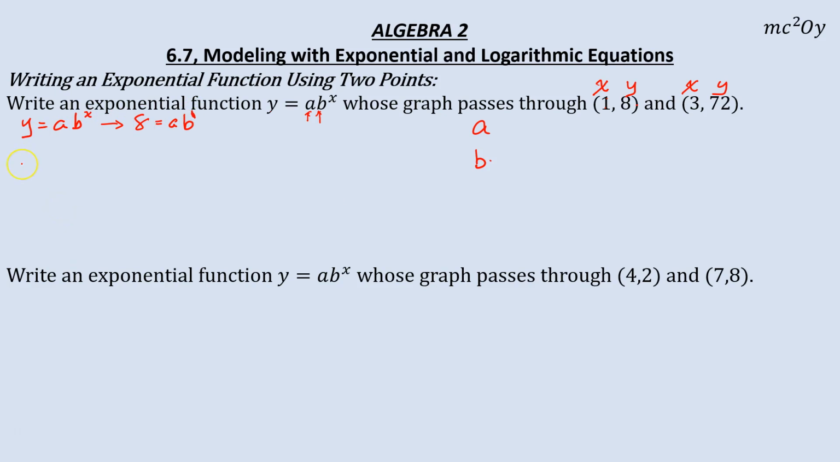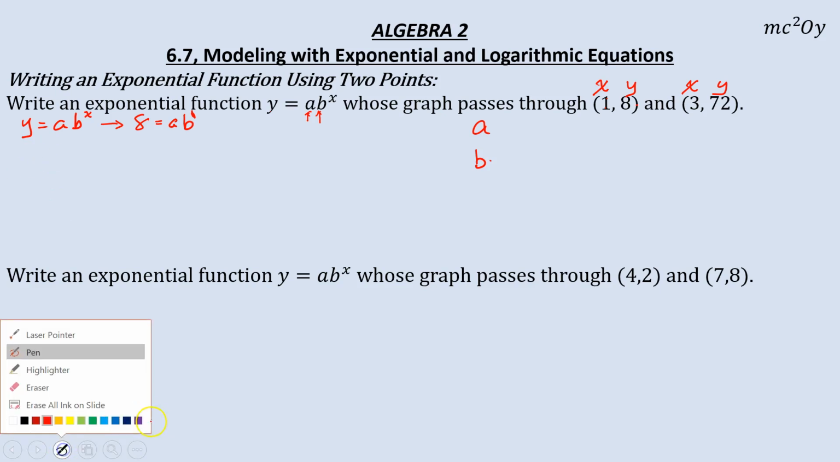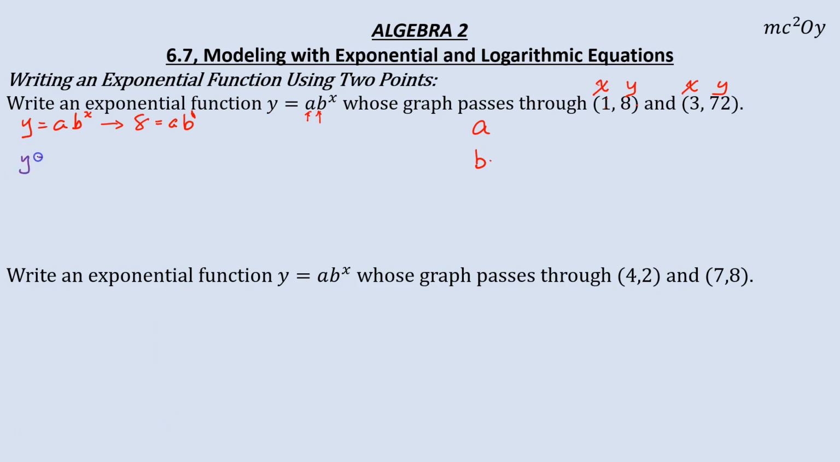And I'm going to write a second equation. The second equation is also going to be in the form of y equals ab^x. And actually, let me switch colors here, just to try to keep it straight. That second equation is going to be using 3 and 72 for x and y. So 72 is equal to AB, and then x is 3.